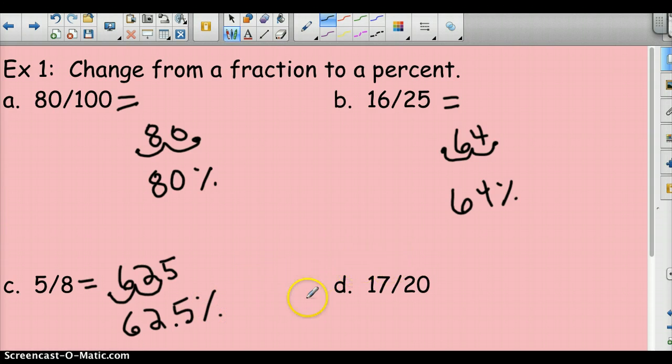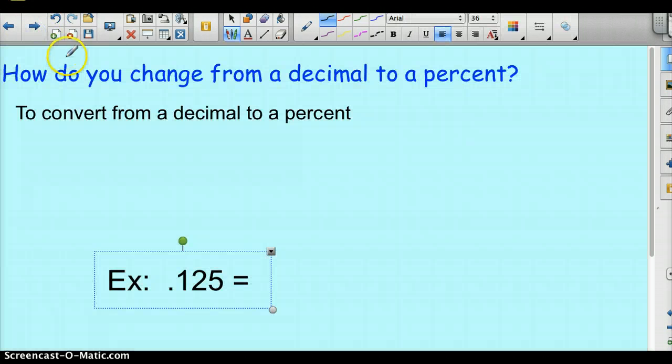The last one's all you. Go ahead and divide top by bottom and see what you get. When you're done, move your decimal point 2 places to the right. You should end up with an answer of 85%. So that's converting from fraction to percent.